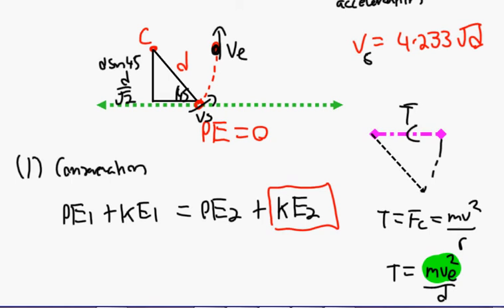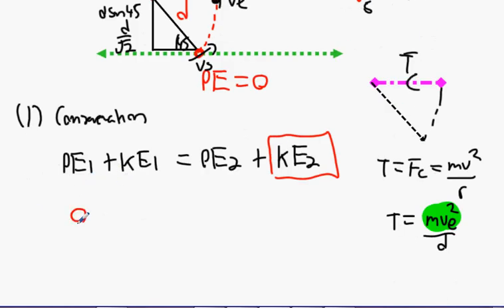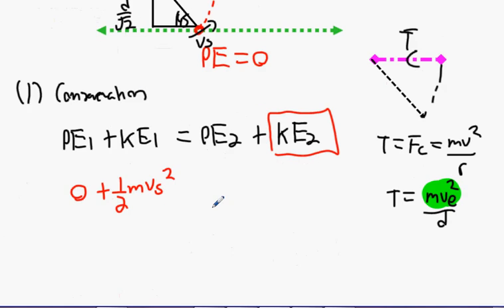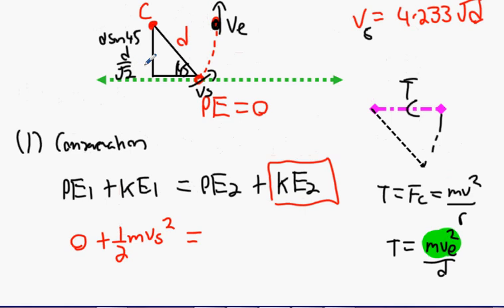Okay? So potential energy at the start of the question we said was 0. It's a half m vs squared. We're just going to leave vs squared as it is for a minute. No point putting in all those decimals and root signs right at the beginning. Then we're going to get a PE2. How high are we off the ground at the end of the question? D over root 2. mgD over root 2. And then kinetic energy at the end, a half m ve squared. Okay, the m's cancel.